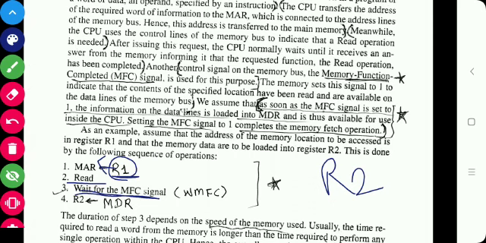When the read operation is completed, the data is stored in the MDR register. From the MDR register, it is stored into the R2 register. So this is fetching a word from memory.